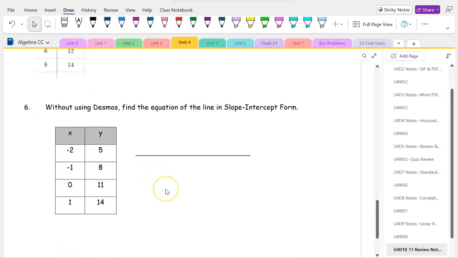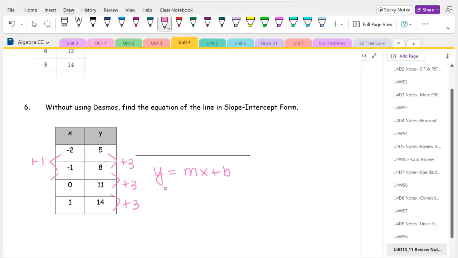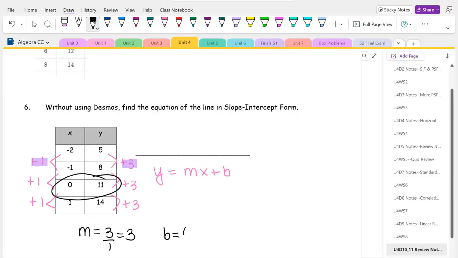The last thing we're going to do is find the equation of the line in slope-intercept form without using Desmos. This is how our equation should look when we're all done. We're going to do this by finding our slope and our y-intercept. For our slope, we can see we have constant jumps here. And to find slope, we do change in y over change in x. So my m is 3, or 3 over 1. My b is (0, 11). And that means my final equation is y equals 3x plus 11.